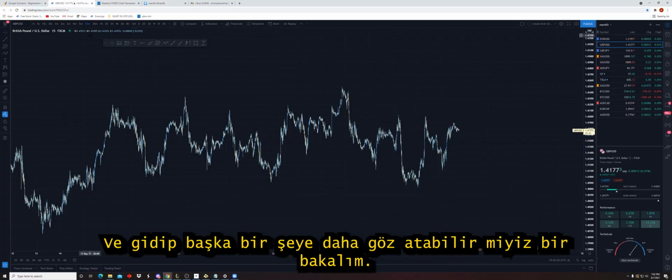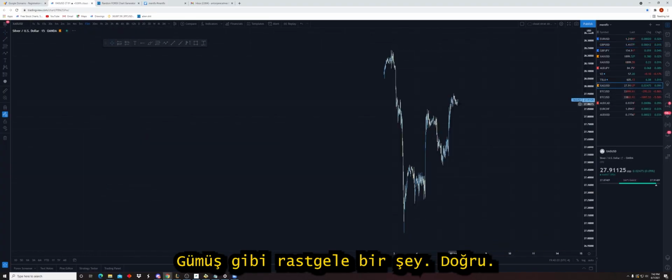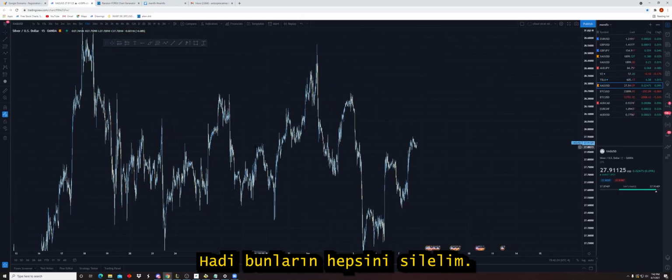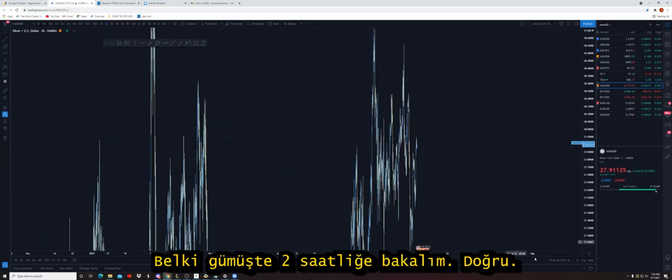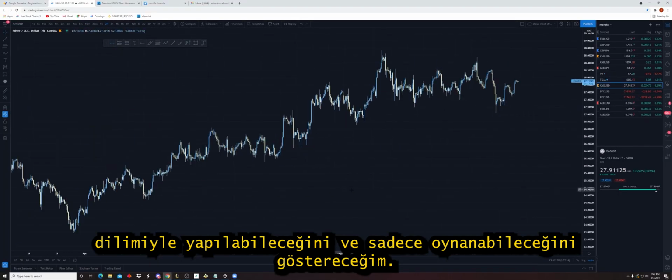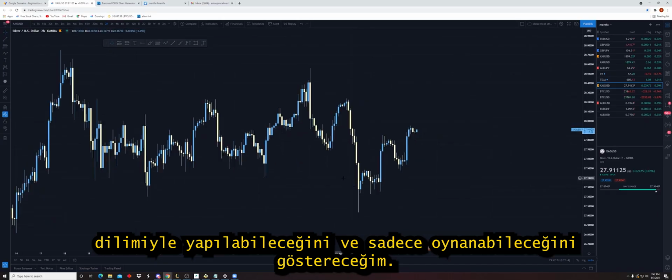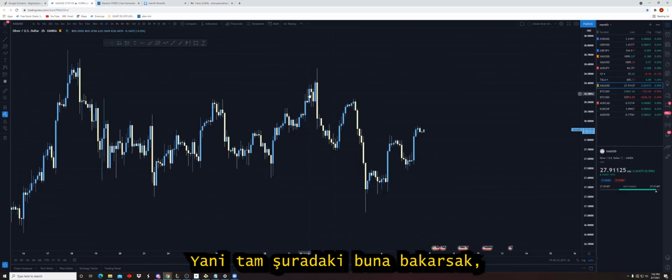And let's go see if we can take another look at something else, something random, like silver, right? So let's delete all this. Let's go and take a look at maybe a 2 hour on silver, right? So I'm just going to show you that this can be done with absolutely any time frame and just can be played around with, right? So taking a look at this right here, right?